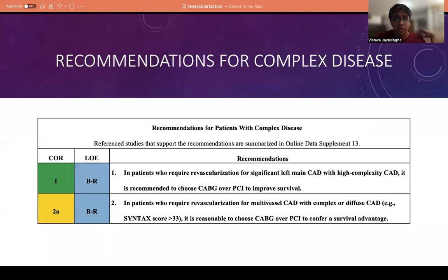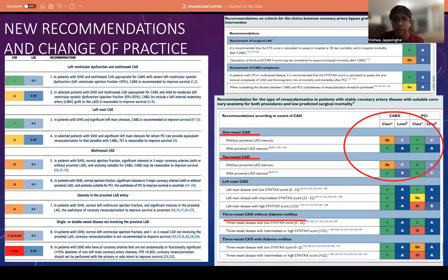So here's the change of practice that I had talked about earlier. On the right side of the screen, you see the 2018 revascularization guidelines. One vessel CAD, two vessel CAD, three vessel CAD were all class 1 recommendations for PCI, CABG, or PCI, again PCI, CABG. In the 2018 guidelines, all were class 1 recommendations, which have been downgraded to 2B recommendations here. Multivessel CAD 2B, left main 2B, stenosis of proximal LAD 2B, multivessel CABG 2B, multivessel PCI 2B, and single vessel, no LAD, no benefit. So there is a significant downgrading of previous recommendations based on the findings of the ISCHEMIA trial.